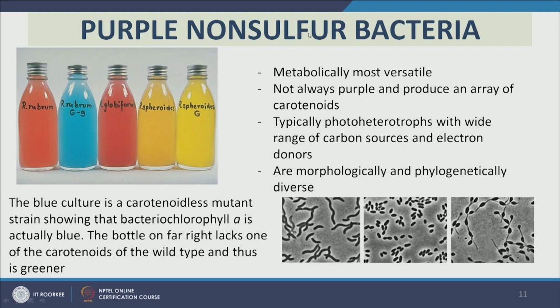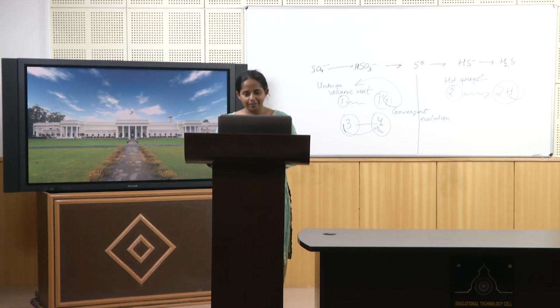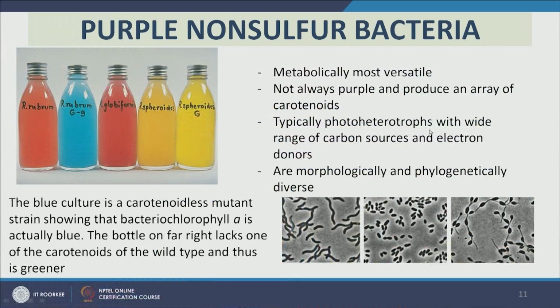Alrighty. So, purple non-sulfur bacteria are metabolically the most versatile. Think of all kinds of metabolism you can think of, they can do it. They are not always purple and produce an array of carotenoids, as is evident from the picture on the left panel. They are typically photoheterotrophs with a wide range of carbon sources and electron donors.